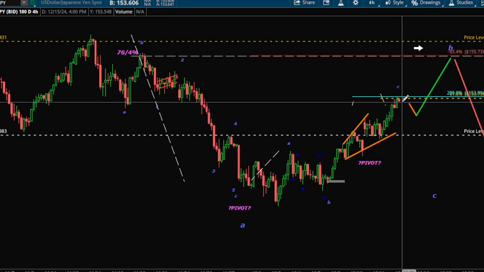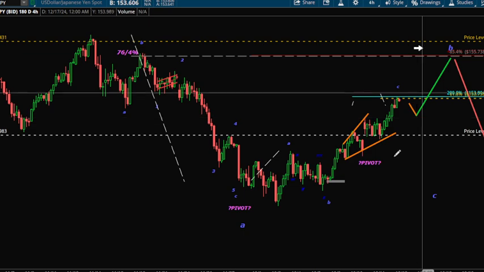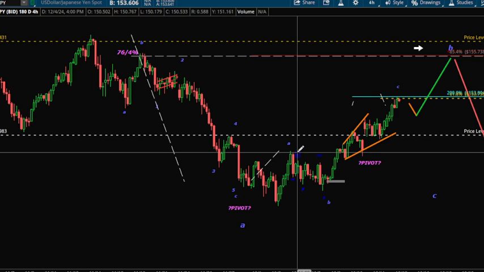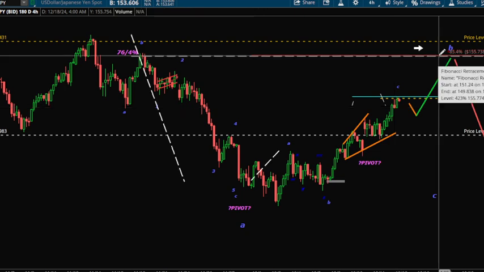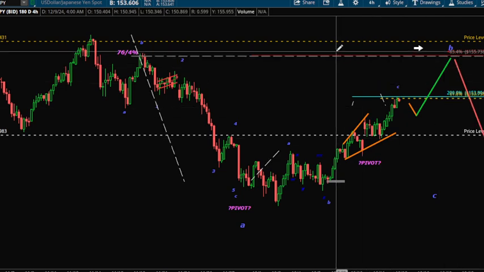And so this could be the turn. But like I said, I couldn't find a lot of measurements based off the pivot turn that tell me that that's the final move. The only one that really tells me that's the final move is the one up here around the 155.7 area. So I'm going to put that as a bull target.